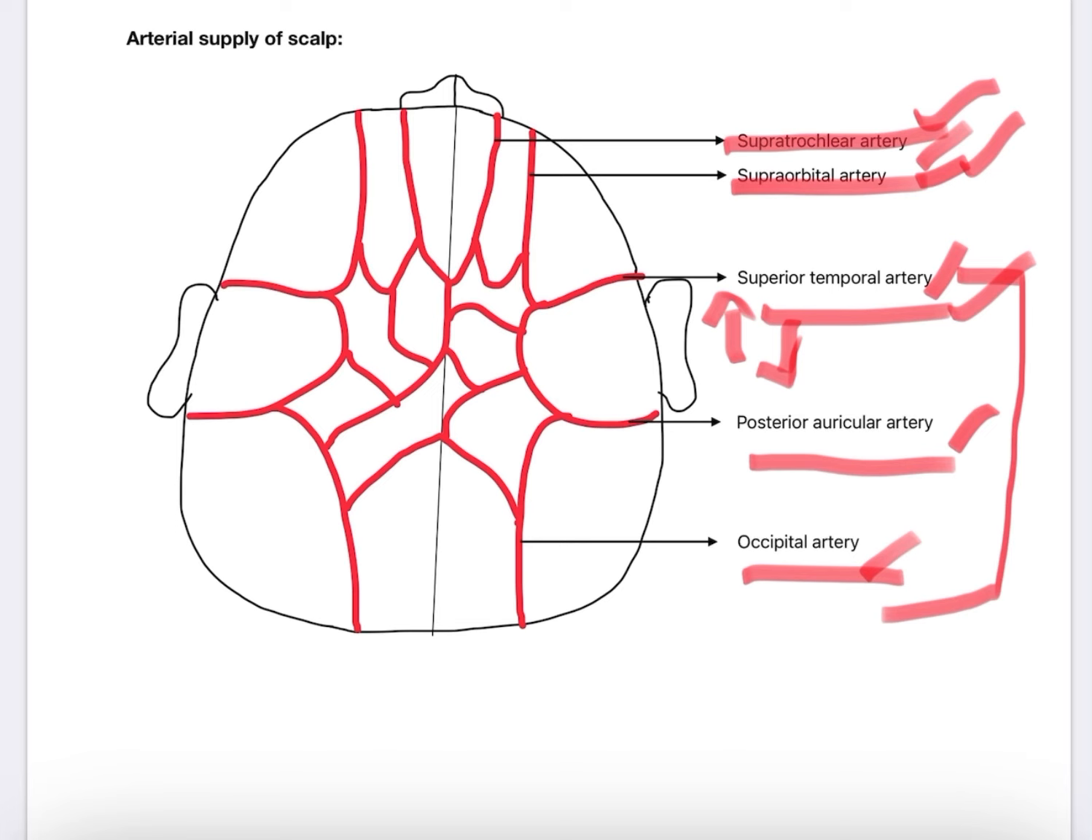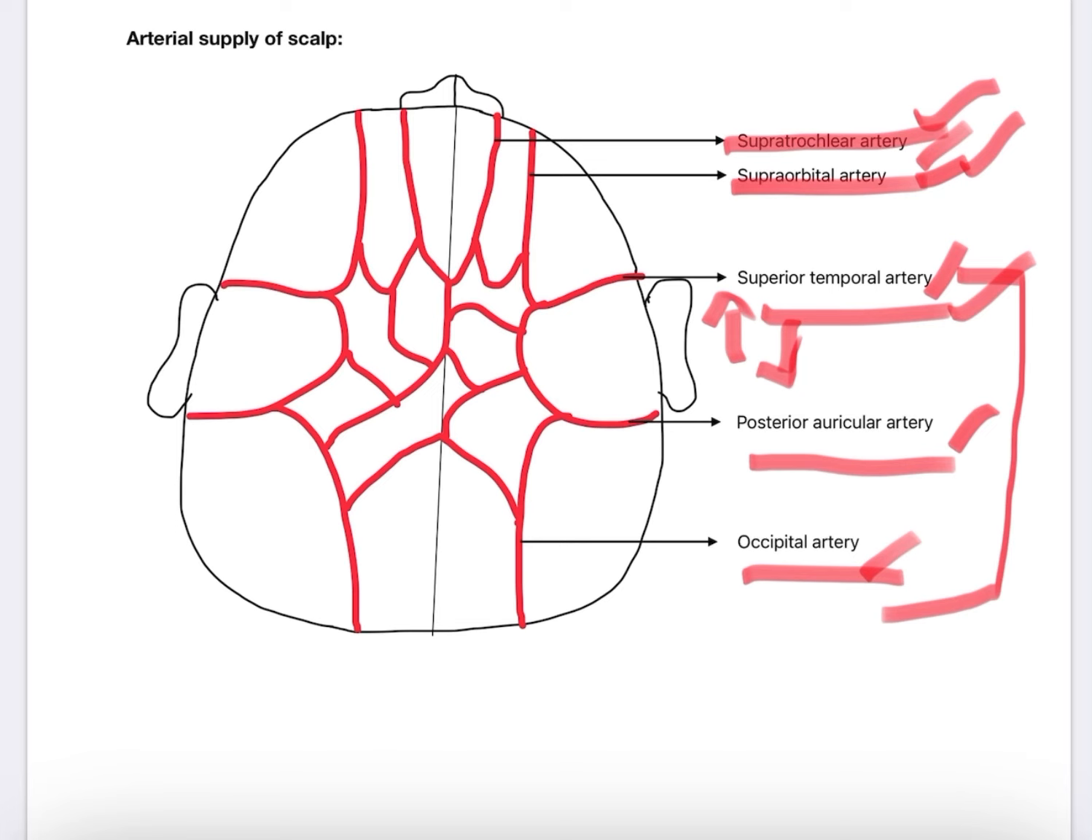If we observe the arterial supply of the scalp, there is a lot of anastomosis occurring between the arteries. The anastomosis occurs between the arteries of the same side and also with the other side. Hence, scalp is a potential site for the collateral circulation of the internal and external carotid arteries.